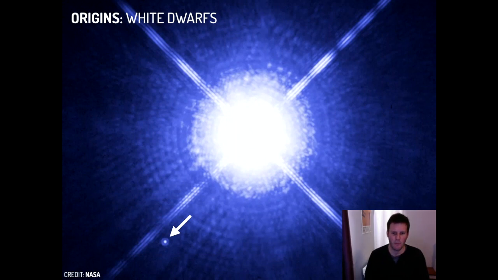Here is a white dwarf. It's not the main object in the centre of the screen, but it's this little dot down here. In fact, this main object is the star Sirius A, so one of the brightest stars in the sky. Sirius B down here is this little companion of Sirius.